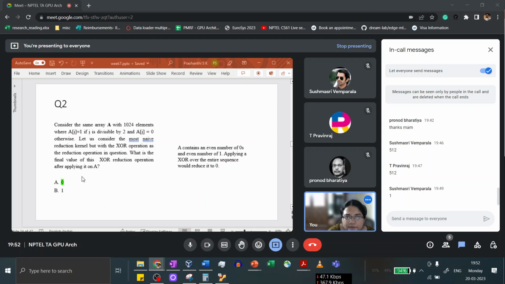The answer is 0. So why is that? Again, remember that from last question we said that A contains an even number of zeros and an even number of ones. So for simplicity, we'll just take 4 zeros like this and 4 ones like this. Now if I apply XOR here, I get a 0, I get a 0. Then let's say I apply XOR here, I get a 0. Similarly, I get 0 here, I get 0 here. Finally, I get a 0, and then I XOR these two, and again I get a 0.